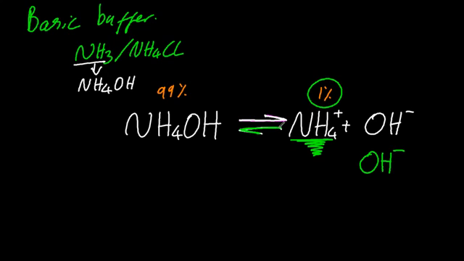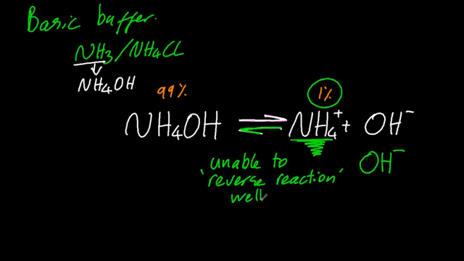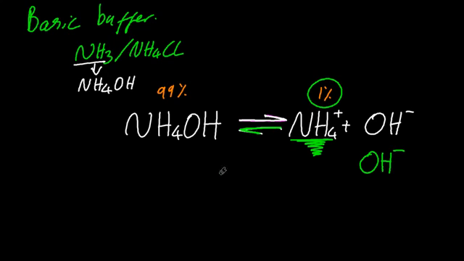If I add base, well, we've got a problem. I can't really go back towards the reactants because I'm going to run out of ammonium ions very quickly. I've hardly got any. Oh, it's equilibrium, that won't happen. Yes, it does happen in reality. You can't have the reaction move back to the reactants that much. There's not much ammonium. So add more ammonium ions.